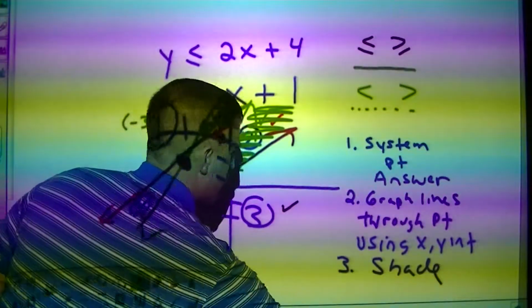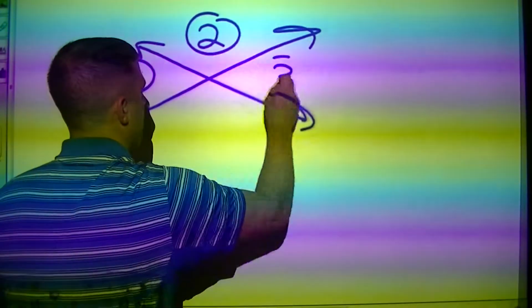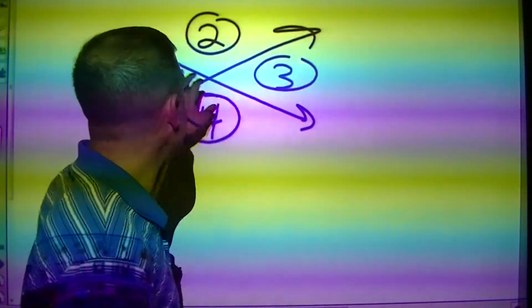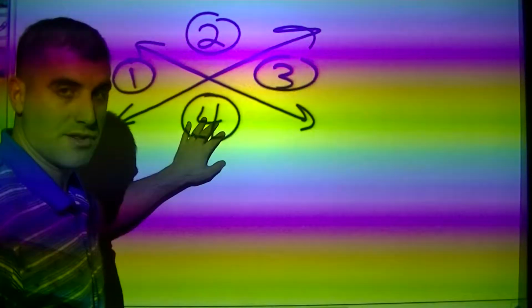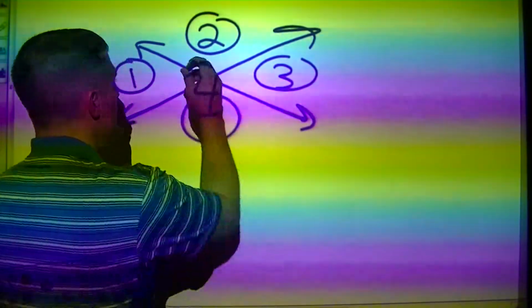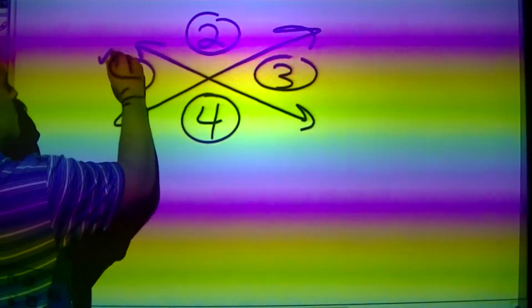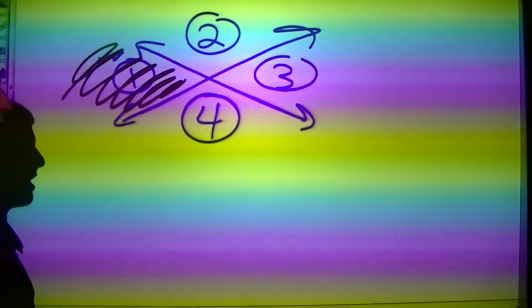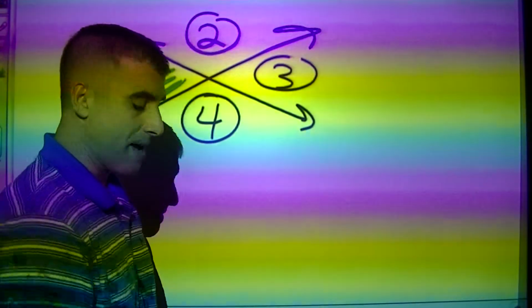Let me break that down a little bit more simply for you. Anytime you have a crossing line like this, you're going to have 4 regions: 1, 2, 3, and 4. Basically our answer is going to be one of these 4 areas. Whatever area gets multiple check marks, that's the area I end up shading. And we're going to do a bunch of examples with this.